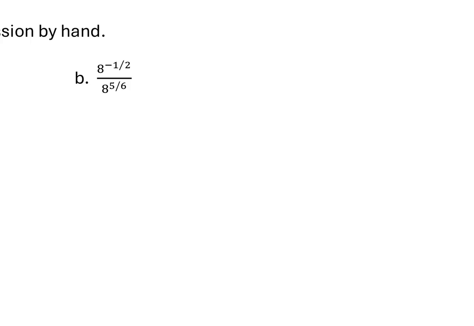And so what I'm going to do is I'm going to move my 8 to the negative 1/2 down to the bottom. And so what I'm going to get is 1 over 8 to the 5/6 times 8 to the 1/2. And again, you can do this in as many steps as you need. Now here we do have a multiplication. And remember that when we multiply things with the same base, we want to add our exponents.